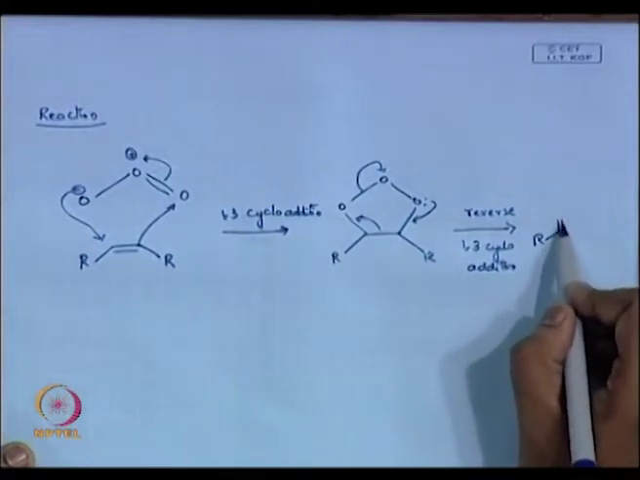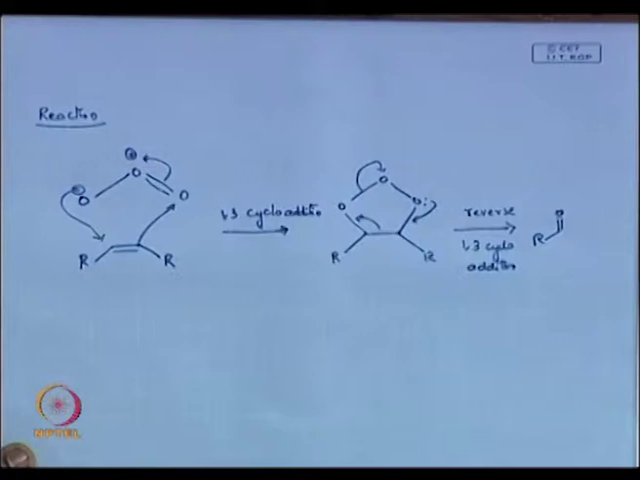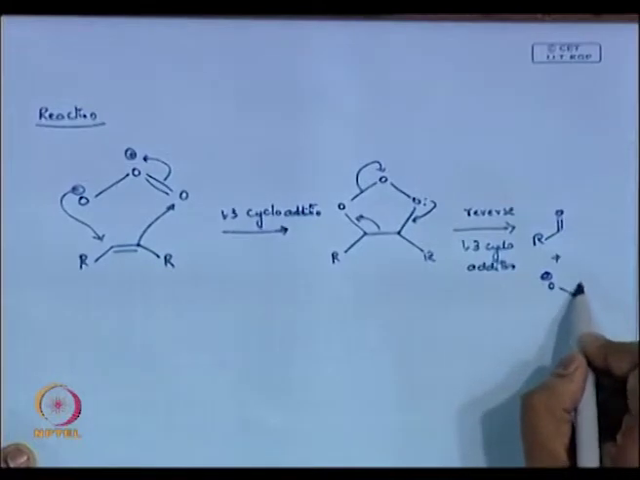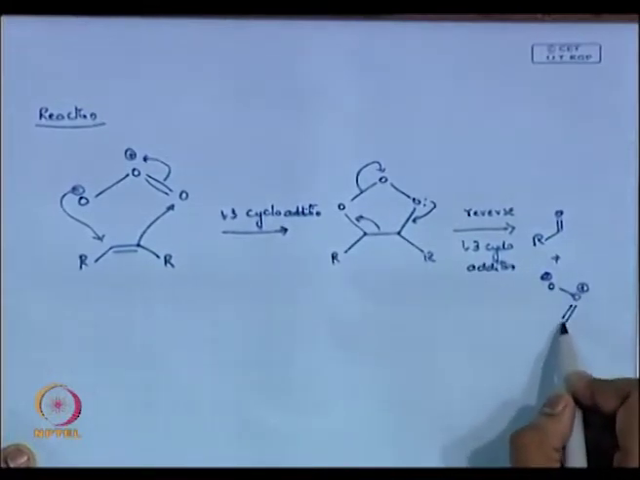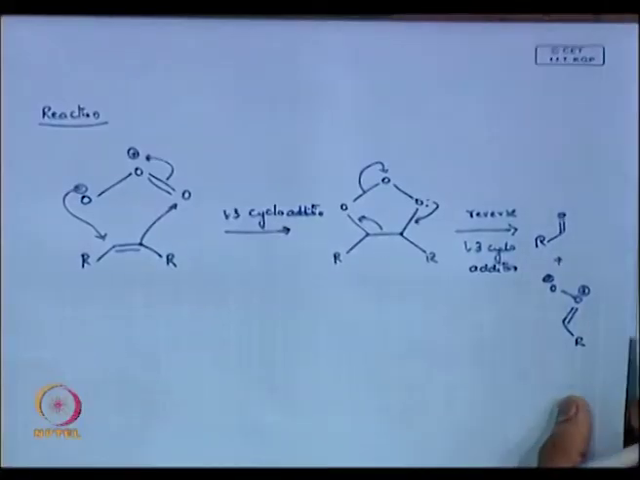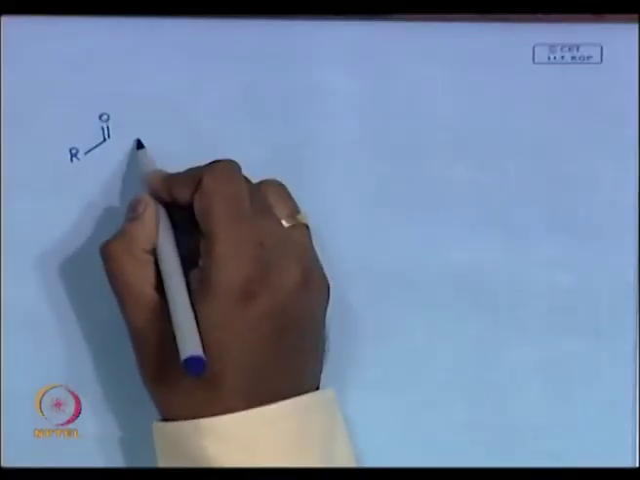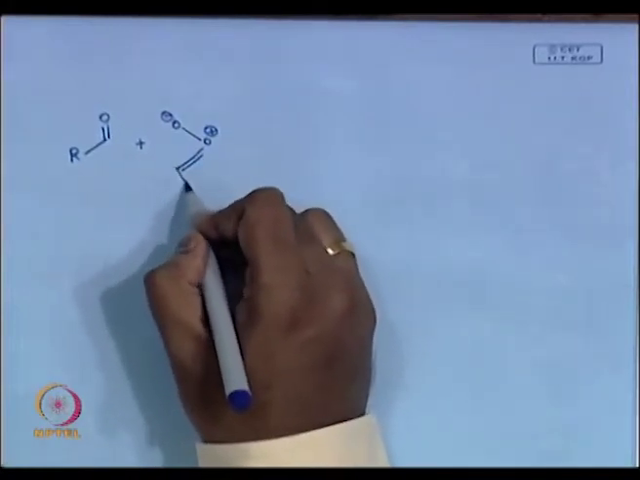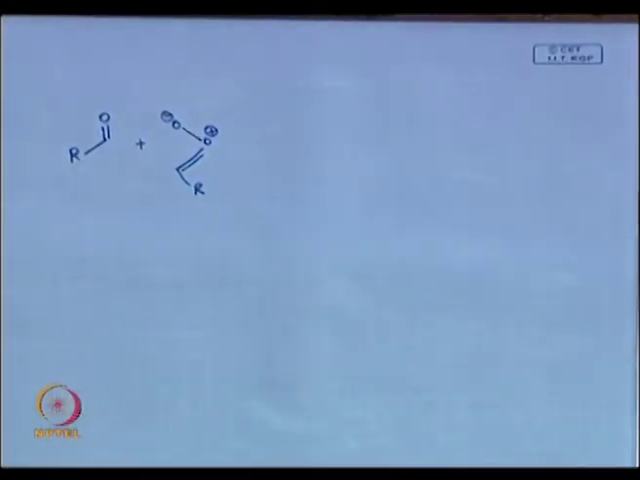Okay. Once you get the reverse cycloaddition, what will you get? You get an R carbonyl, plus you will get O minus, O plus carbonyl. So, that is how it splits. If I write them, that means I am getting an R carbonyl plus O minus O plus. So, this is not going to recombine like that. It is very hard to recombine like that.